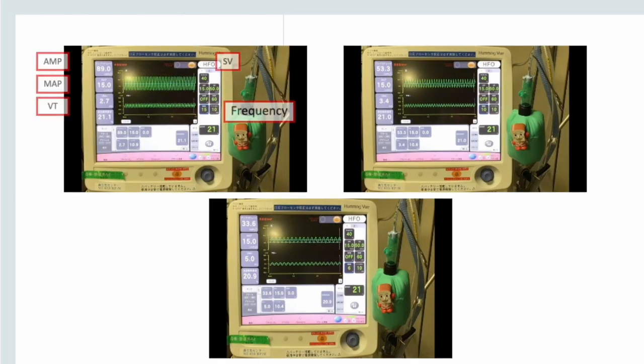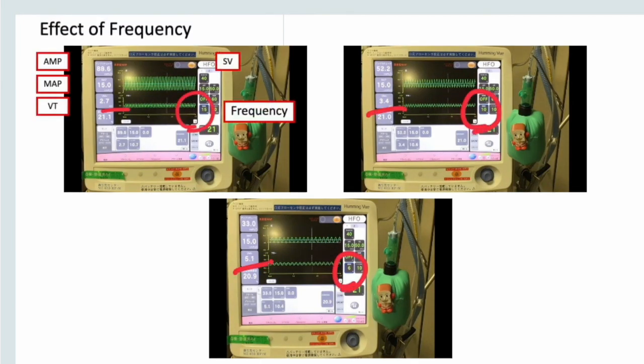Let's try changing the frequency a little more precisely. When frequency is changed from 15 Hz to 10 Hz and 6 Hz, amplitude decreases and tidal volume increases. In other words, if the target tidal volume cannot be reached, lowering the frequency can be very useful. Amplitude goes down and tidal volume goes up.